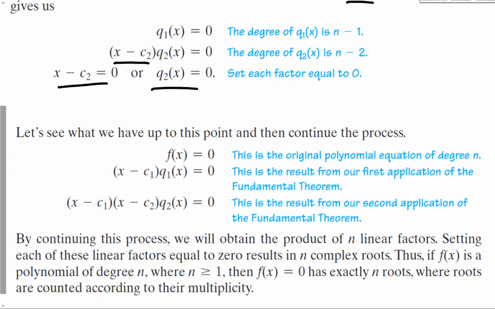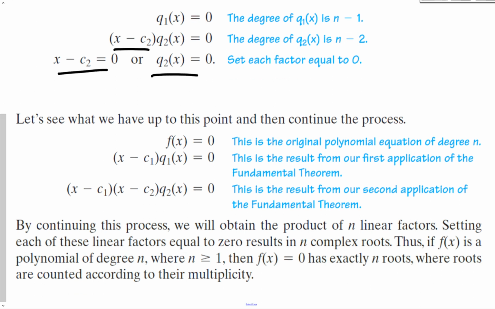When we continue this process, you have that f of x is equal to 0, you factored out the first one, you factored out the second one. When you continue this process, you obtain the product of n linear factors. Setting each one of these little linear factors equal to 0 gives you n complex roots. Therefore, if f of x is a polynomial of degree n, where n is at least 1, the polynomial has exactly n roots, where the roots are counted according to their multiplicities.